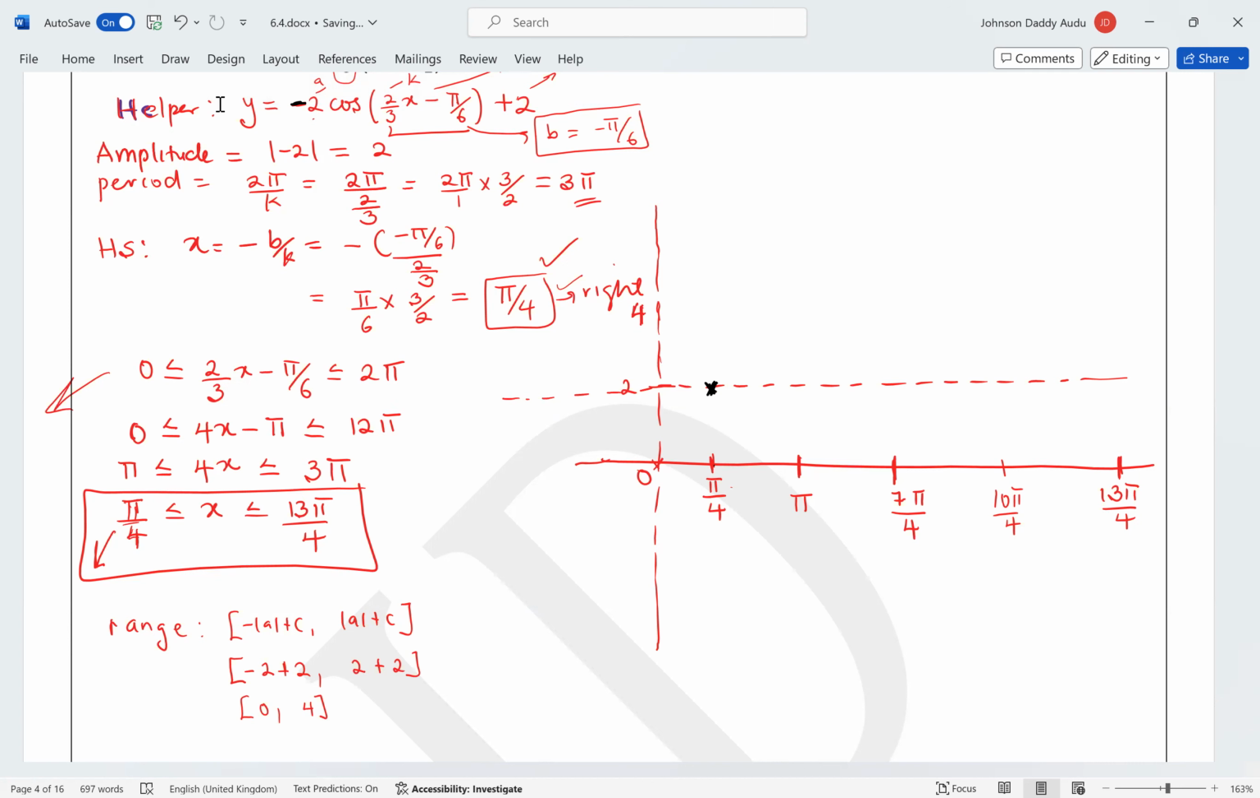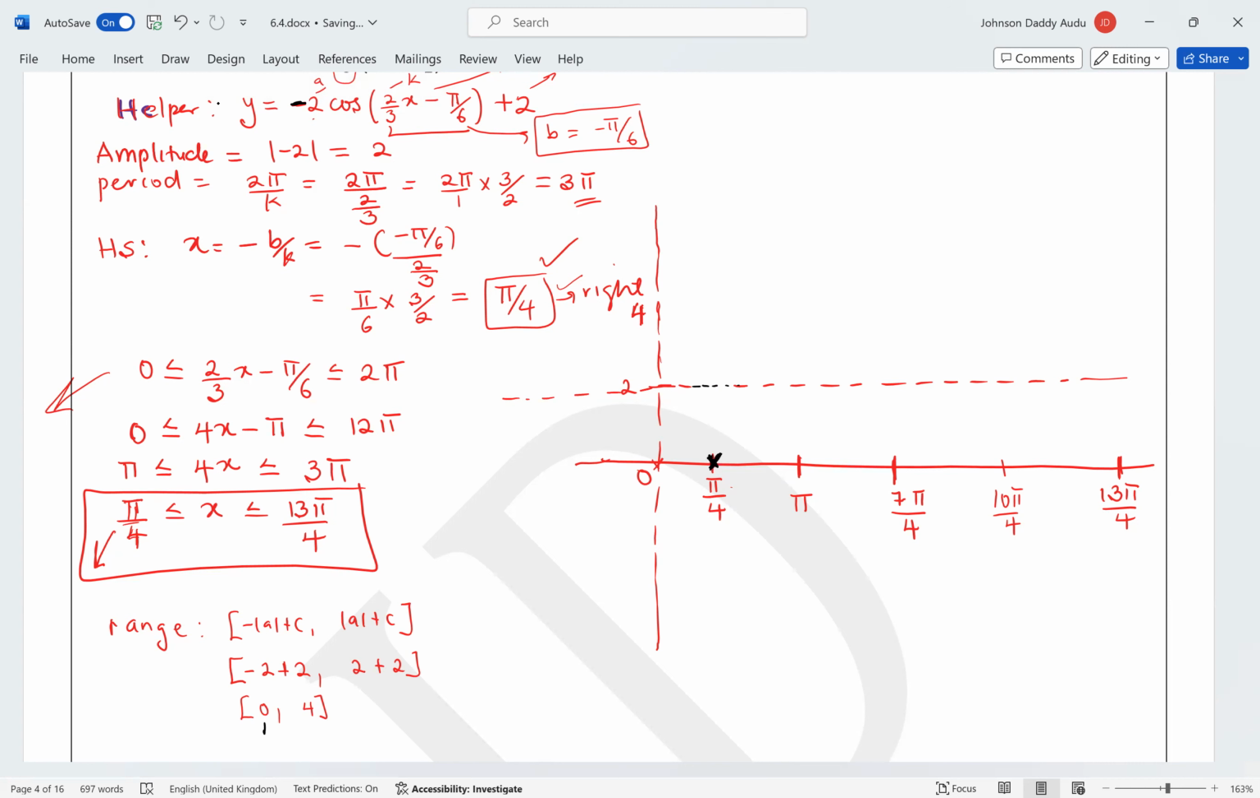Right? Then, if we go forward, if we're at the minimum, sorry, the minimum is not 2. Remember, 2 is our baseline. The minimum is 0 from the range. So it means we will be here. We'll be at 0. Yes.